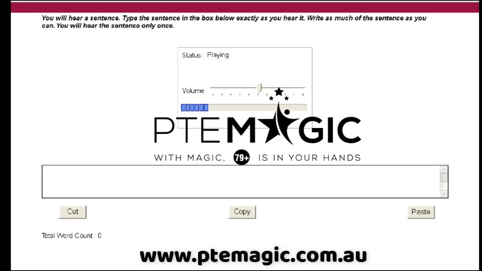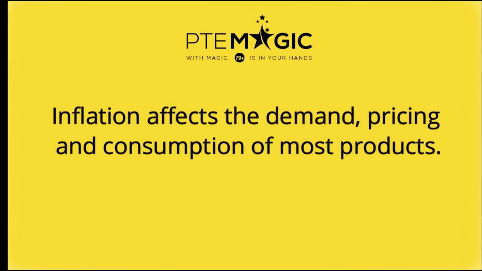Inflation affects the demand, pricing and consumption of most products.